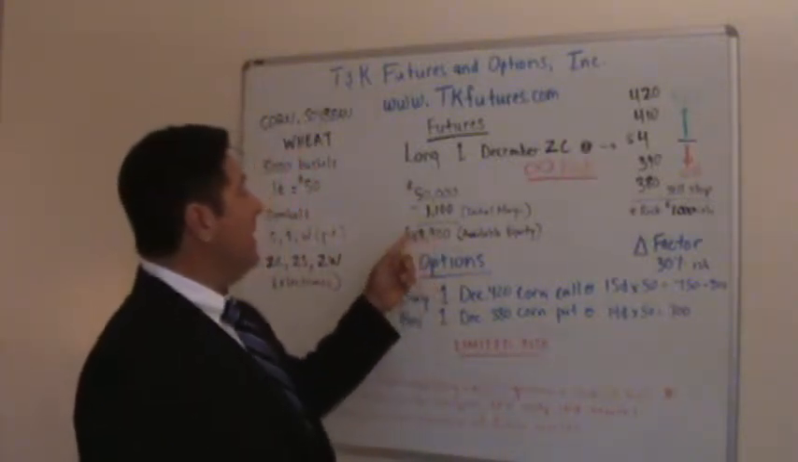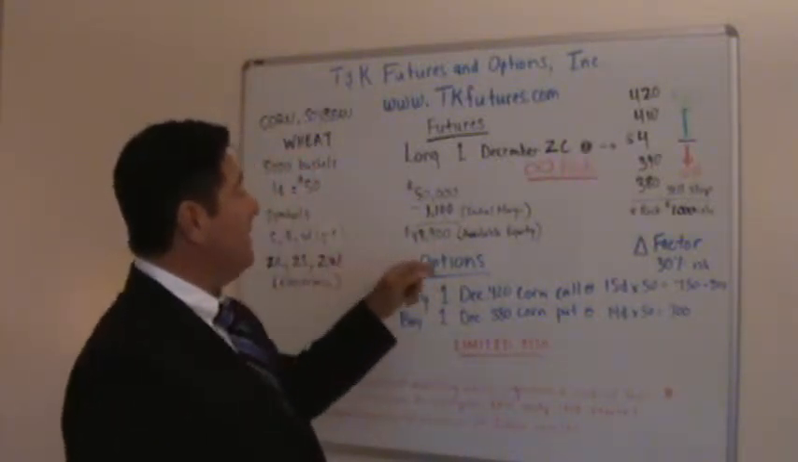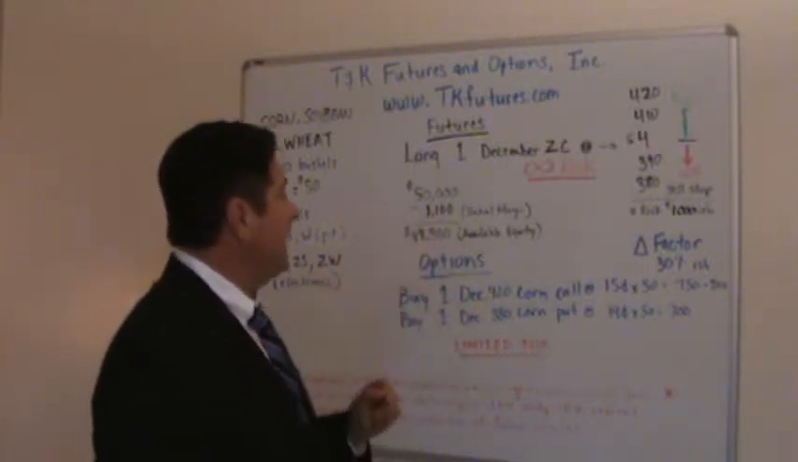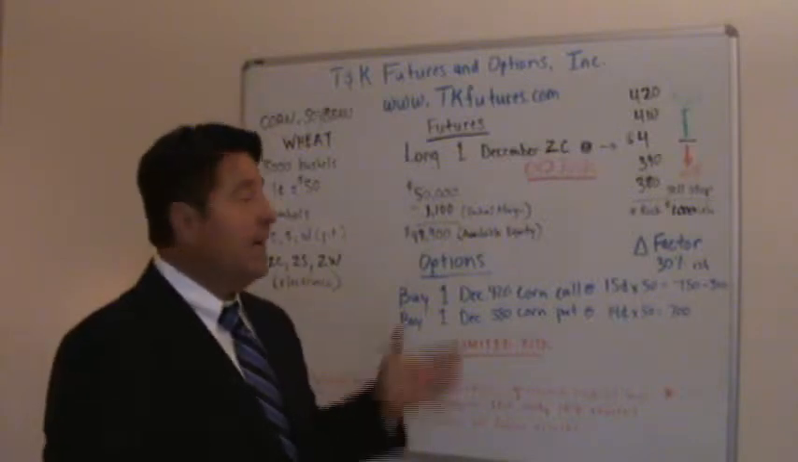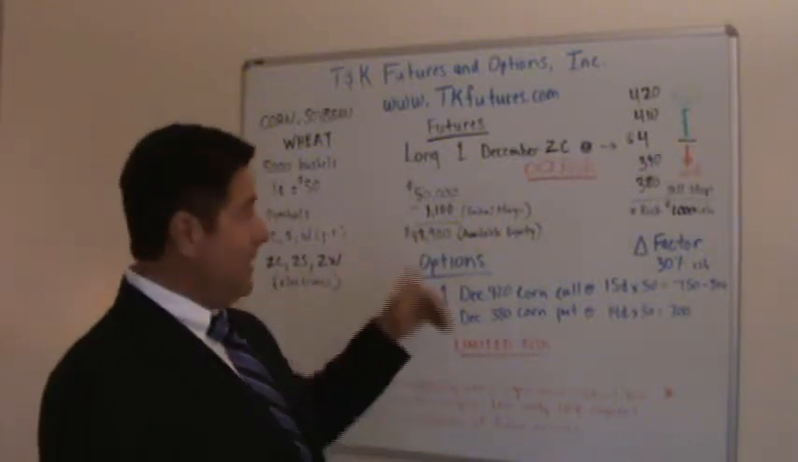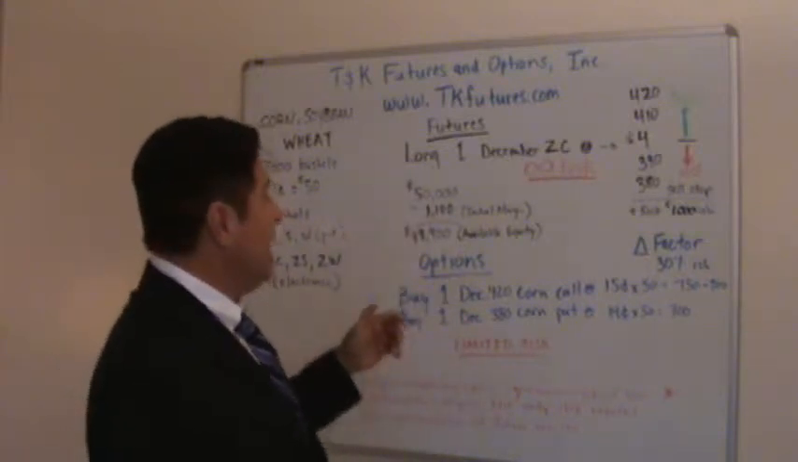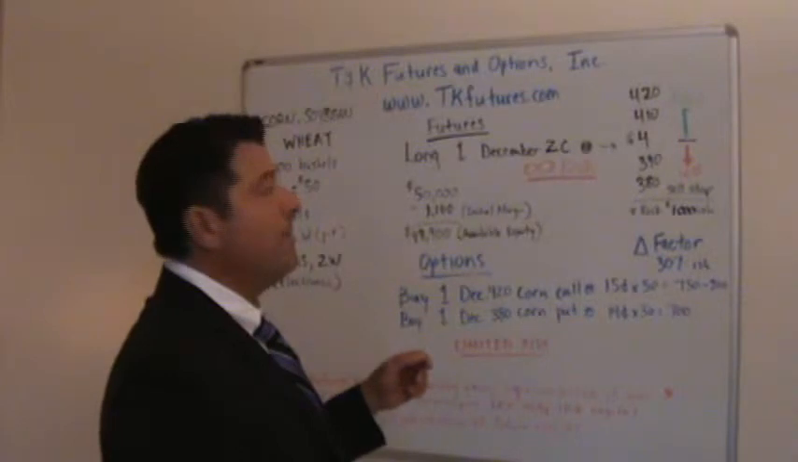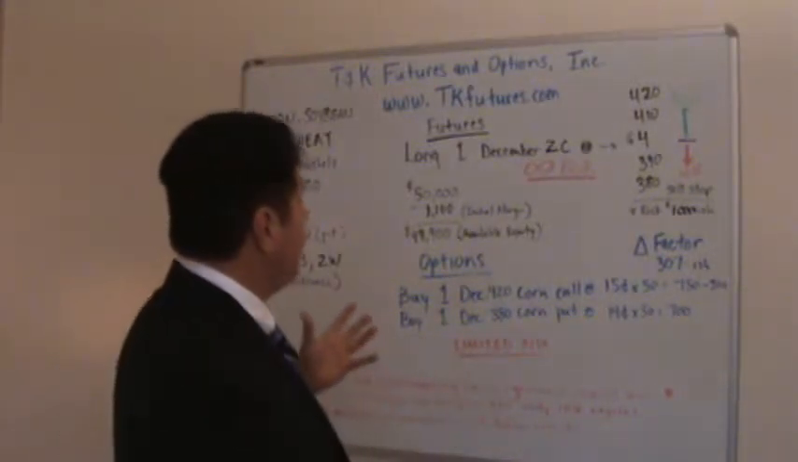I'm going to cover corn for now. At the time of this video, corn margins are only $1,100. I've seen corn margins go up to around $5,000, so they can go up and down quite a bit. That's the initial margin that you would have to put up. I'm going to give you some hypothetical examples.